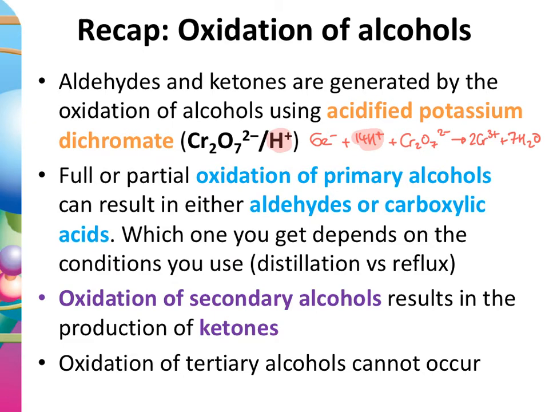If we want the carboxylic acid, then we want to make sure that the reaction goes to completion. We want to really encourage that, so we reflux the reaction mixture, which basically means we heat it constantly until the reaction is complete. With the oxidation of secondary alcohols, that can only result in a ketone. So we can just reflux that, because again we want the reaction to be complete. And just to remind ourselves, with tertiary alcohols, oxidation can't take place, and so there will be no reaction between acidified potassium dichromate and a tertiary alcohol.